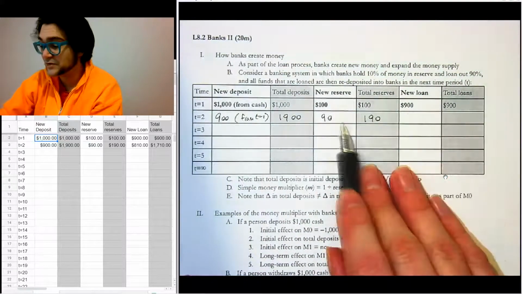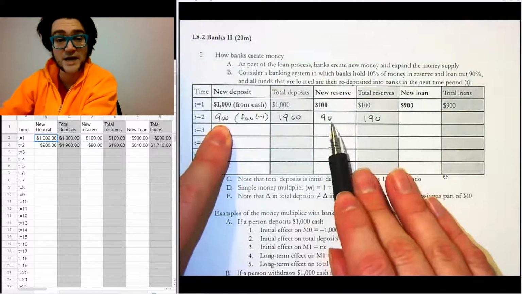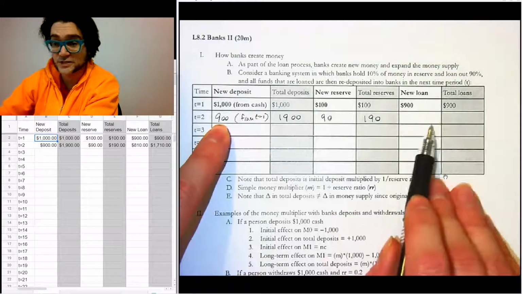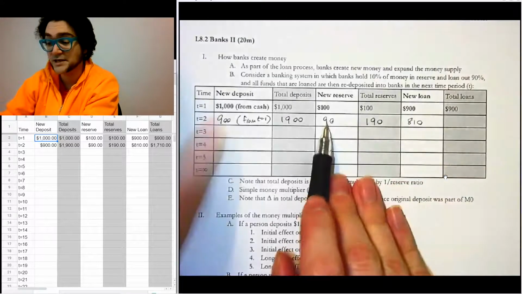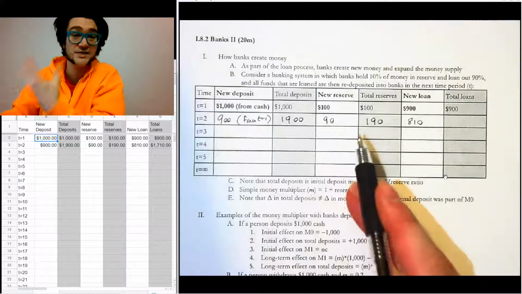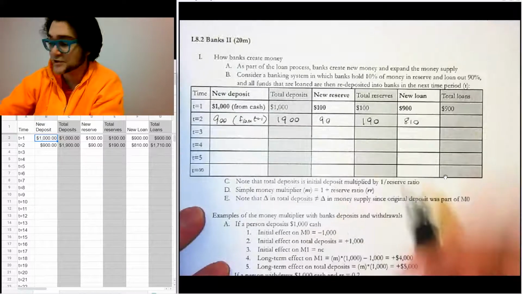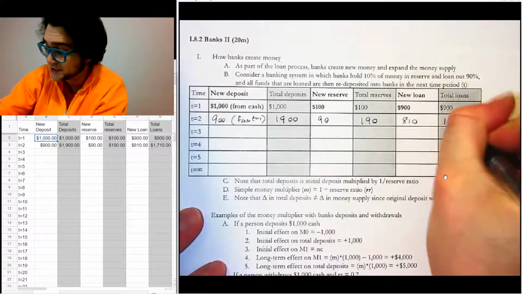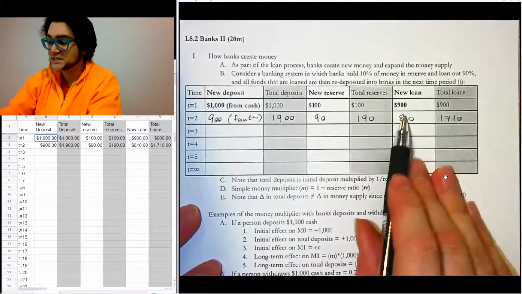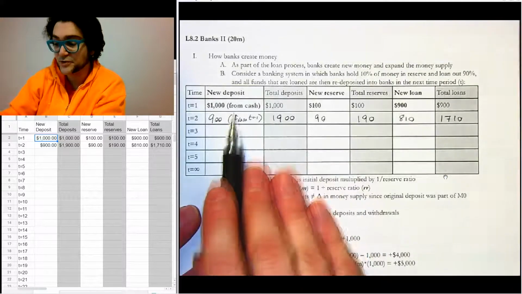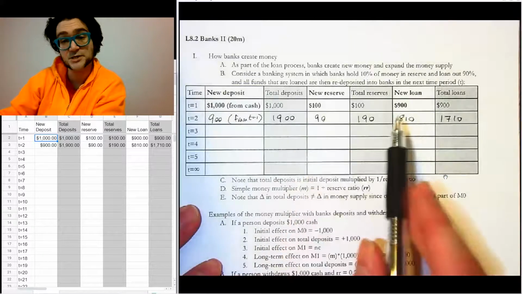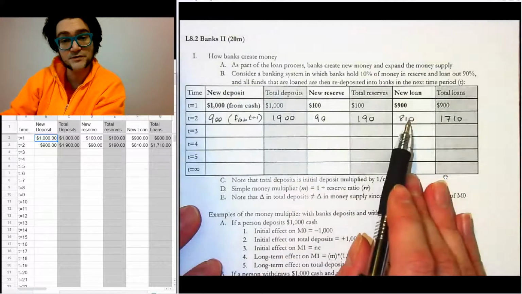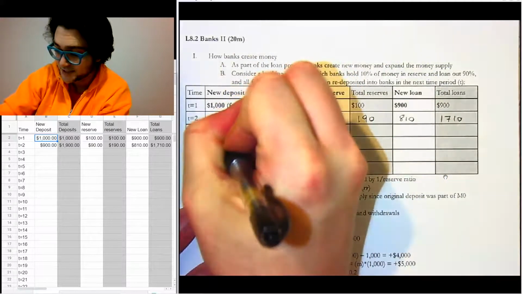And that means now that of this 900, we had to keep 90 in reserve. 810 could be loaned out because we had to keep 90 of the 900 in reserve. So again, the difference is what we could loan out. So now the total amount of loans is 1710. So we can see that every single turn here, the new deposit is going to be a little smaller, and the next loan is going to be a little smaller, and the next reserve is going to be a little smaller. So the new loan of 810 goes over here and becomes the new deposit, right?